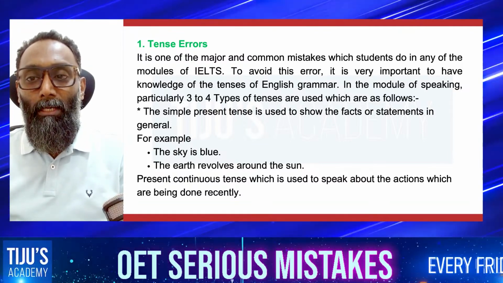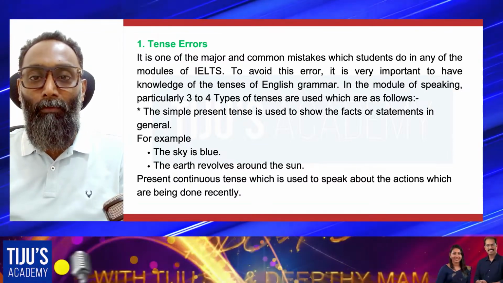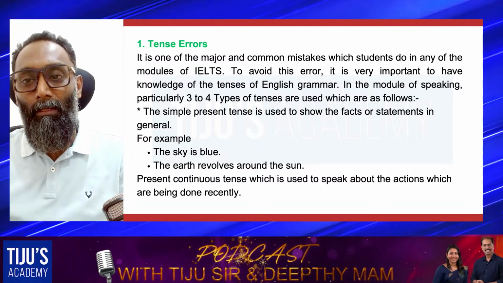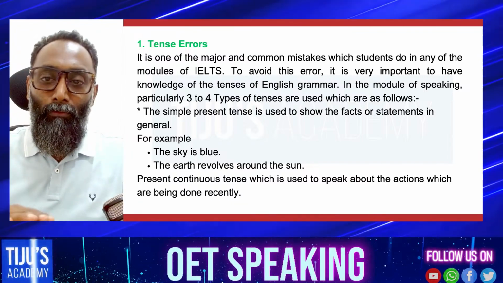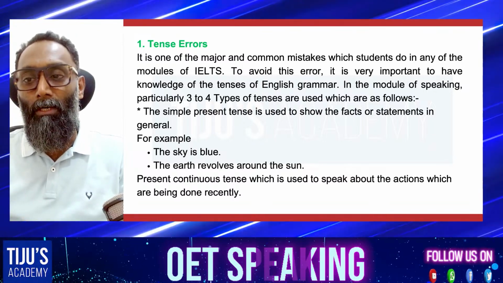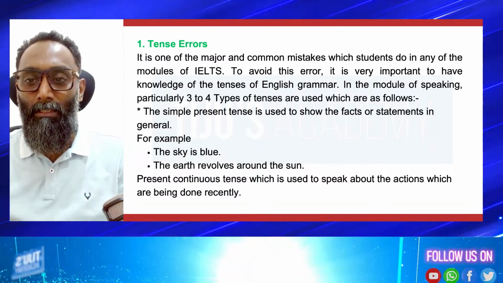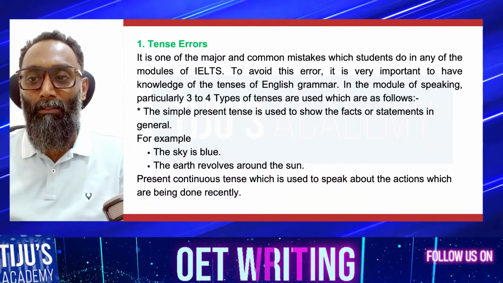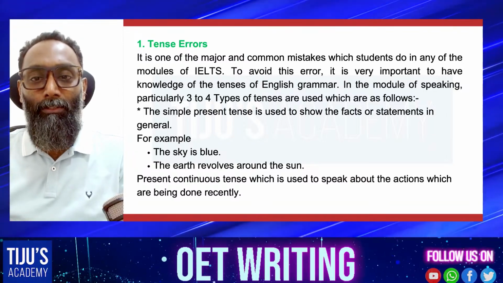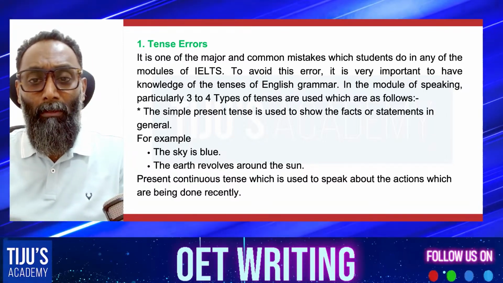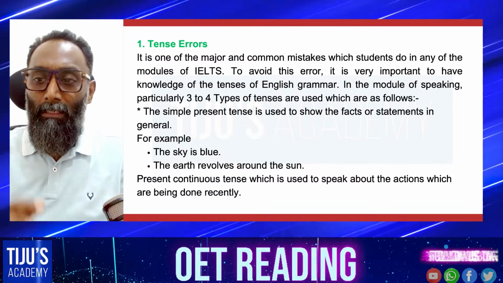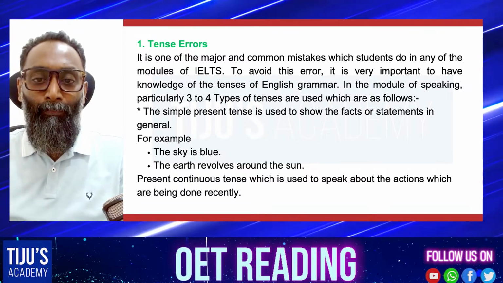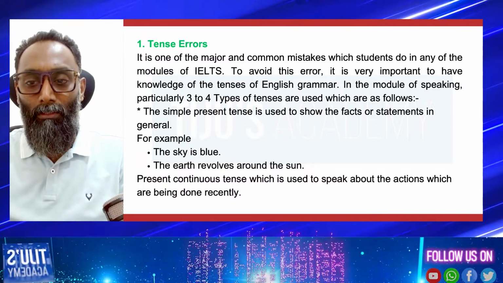To avoid this error, it's very important to have knowledge of the tenses of English grammar. In the module of speaking, particularly 3 to 4 types of tenses are used, which are as follows. The simple present tense is used to show facts or statements in general. General ആയിട്ട് നമ്മൾ പറയുമ്പോൾ the simple present ആണ് നമ്മൾ യൂസ് ചെയ്യേണ്ടത്. എക്സാമ്പിൾ ആയിട്ട് ഞാൻ ഇവിടെ ഇട്ടിട്ടുണ്ട്. The sky is blue. The earth revolves around the sun.